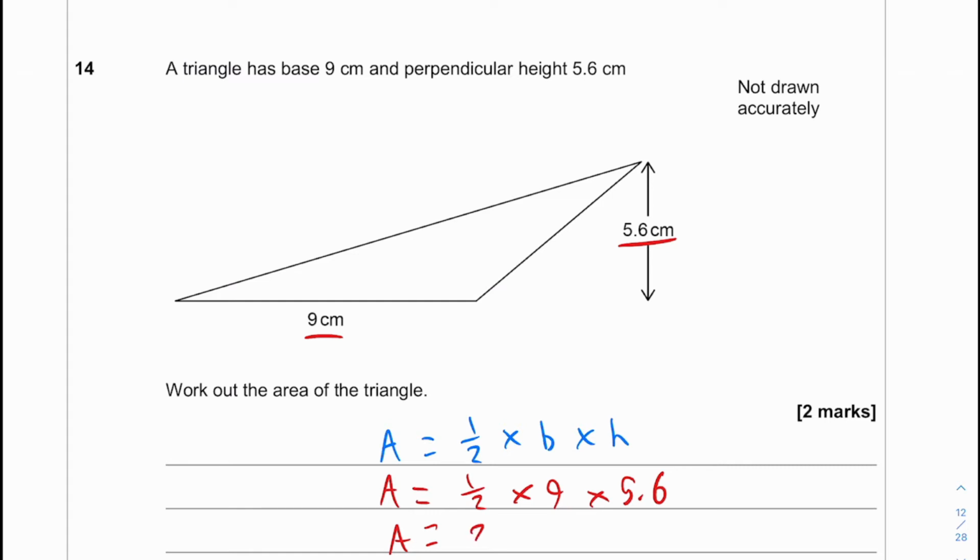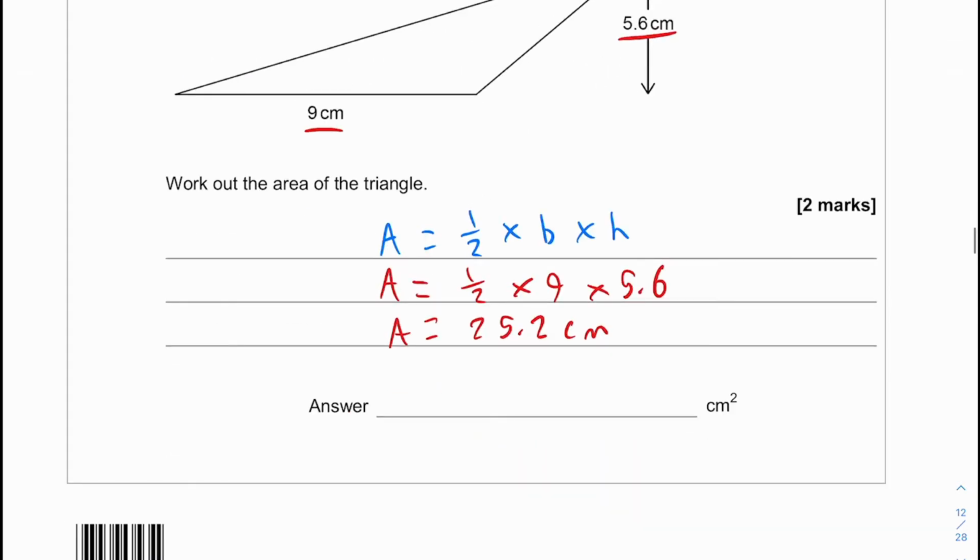so this is equal to 25.2 centimetres. It doesn't state if we need a certain number of significant figures, so we'll leave the answer in its full form at 25.2 centimetres squared. That should be squared there. There we go.